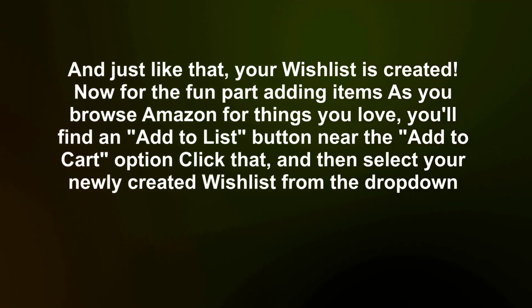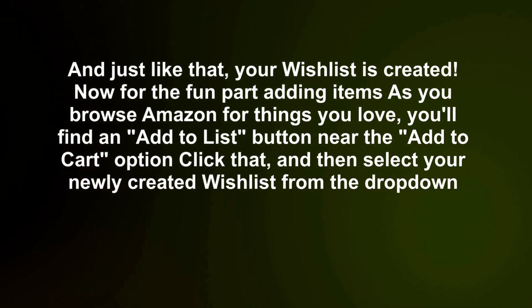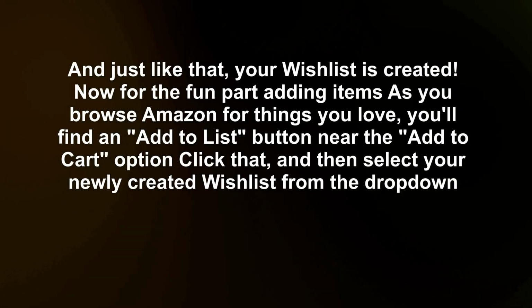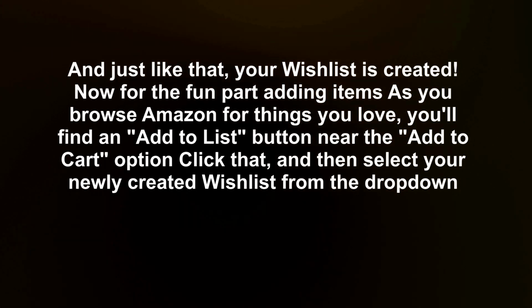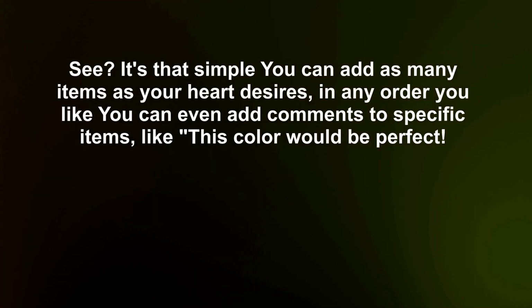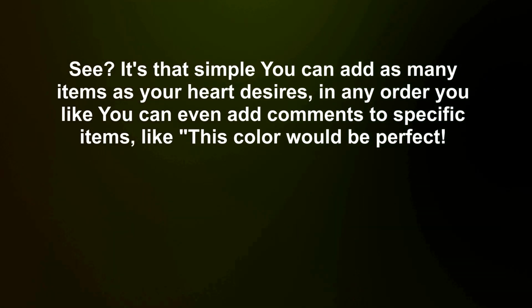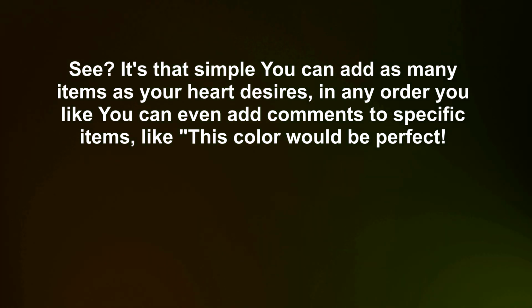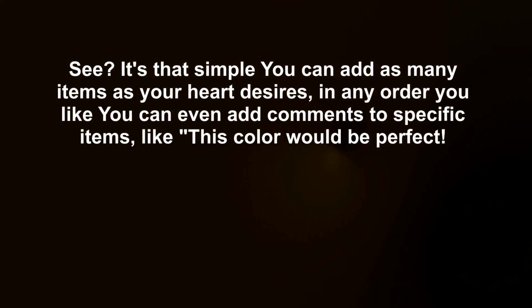Now for the fun part, adding items. As you browse Amazon for things you love, you'll find an Add to List button near the Add to Cart option. Click that, and then select your newly created wish list from the drop-down. See, it's that simple. You can add as many items as your heart desires, in any order you like. You can even add comments to specific items, like "this color would be perfect."